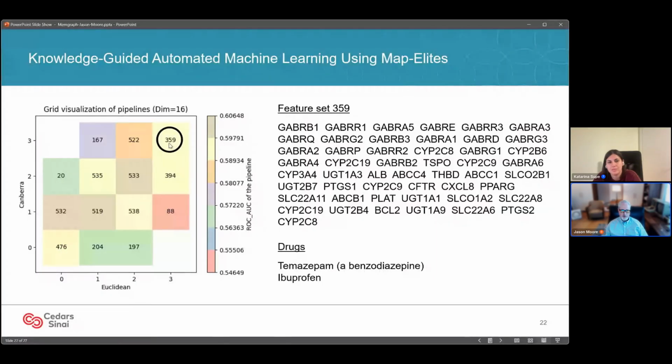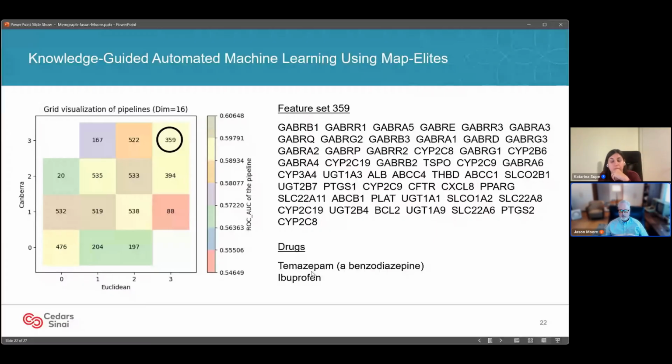The algorithm was able to, using the knowledge graph, automatically discover a feature set, a gene set, that performed just as well as things we know about for Alzheimer's disease. So here are the genes, and I know this won't mean much to most of you. And the drug here was temazepam, which is from a drug class called benzodiazepines. Temazepam is actually prescribed for insomnia.